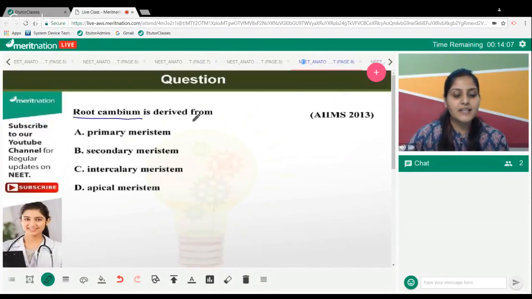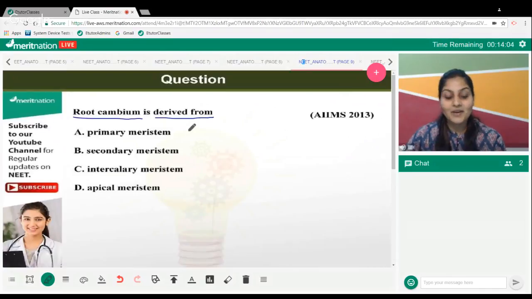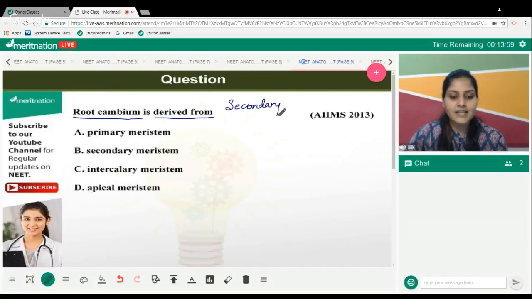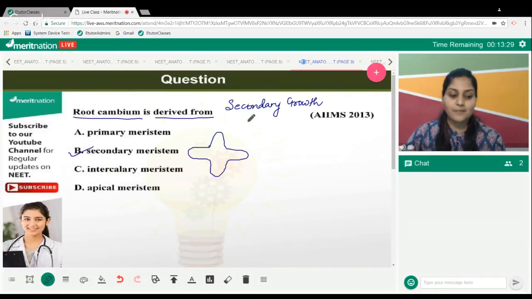Root cambium is derived from. Root cambium results in the secondary growth of dicot root. Now you understand that in case of roots, the derivation of root cambium is occurring entirely from the secondary meristem. There is no involvement of primary meristem. It is entirely made up of the parenchymatous tissue. They become meristematic and form a star shape meristem. Very good.